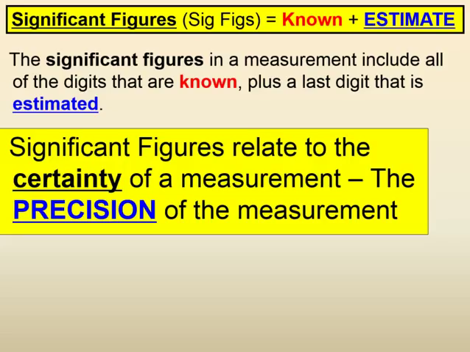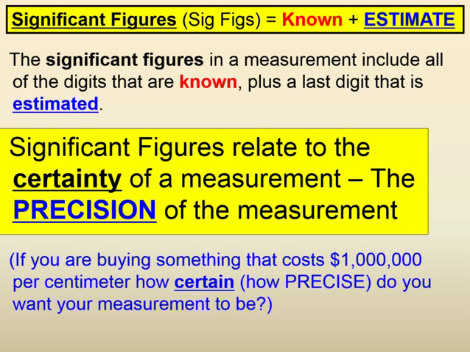Significant figures, sometimes referred to as significant digits, depending on how you learned it, will be shortened to sig figs or sig digs, just for short. The significant figures of a measurement include all the known digits plus one final digit that is an estimate. The reason significant figures are important is because they allow us to communicate how precise our measurement is and the certainty of our measurement.